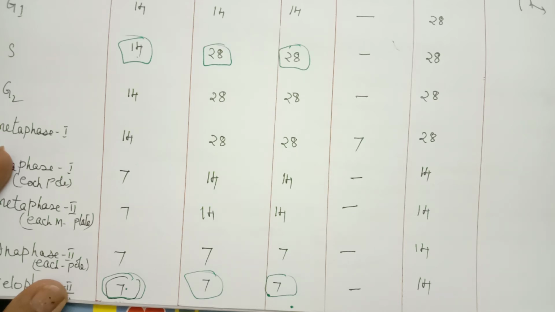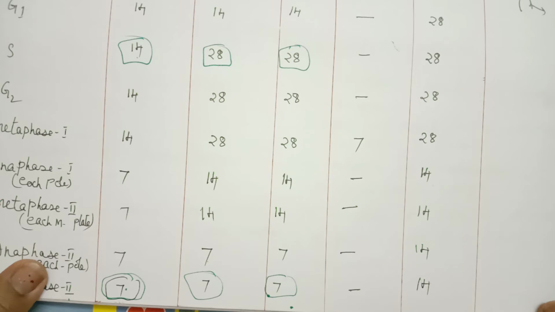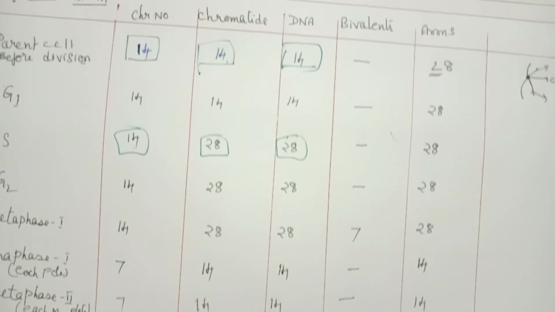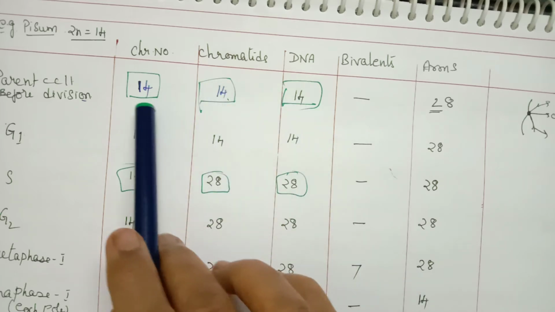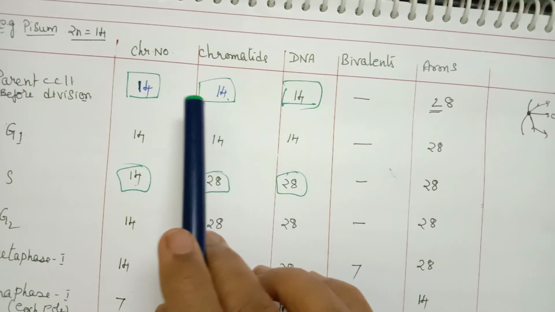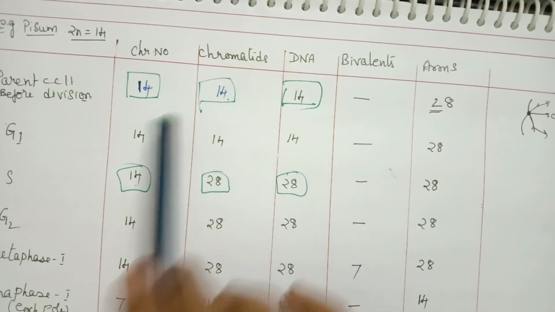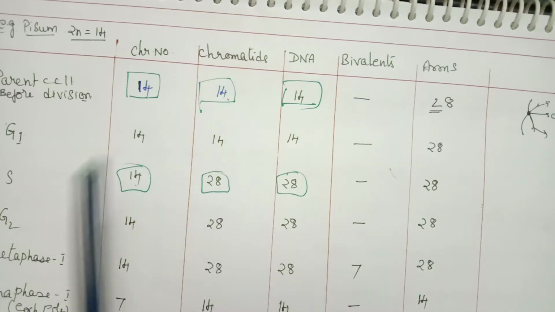You know, meiosis is involved in gamete formation. When the two gametes fuse and form a zygote, they give rise to the parent cell. The parent cell must maintain this chromosome number, DNA and chromatids. That is maintained after fertilization. That's why, compared to the parent cell, we find the DNA content is reduced to half.